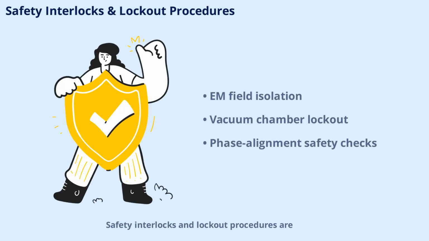Safety interlocks and lockout procedures are implemented throughout the assembly and operational phases. These include EM field isolation, vacuum chamber lockouts, and phase alignment safety checks. All procedures are designed to prevent accidental activation or system failures, protecting both the crew and the craft.